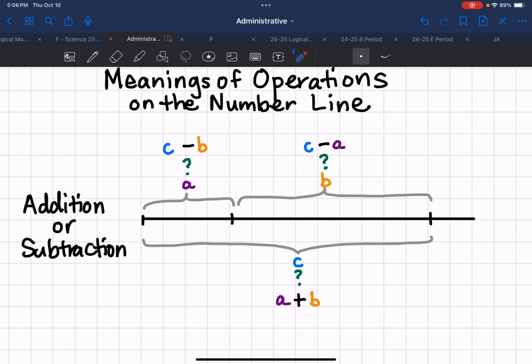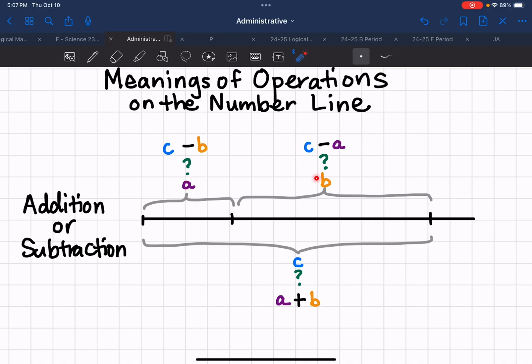So when you're dealing with addition, you are going to be putting two segments together from end to end, concatenating them. And if you're dealing with subtraction, you're going to have already the concatenated segment, and you're going to remove from it a segment. So if you want to find this number, you're going to start with C and remove B. That's why A is C minus B.